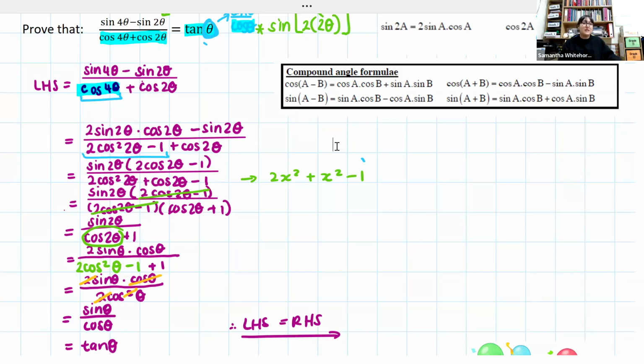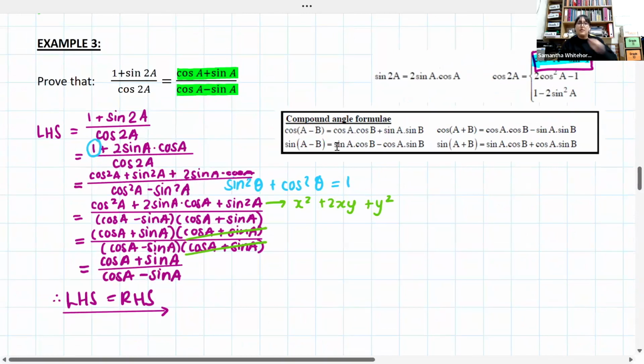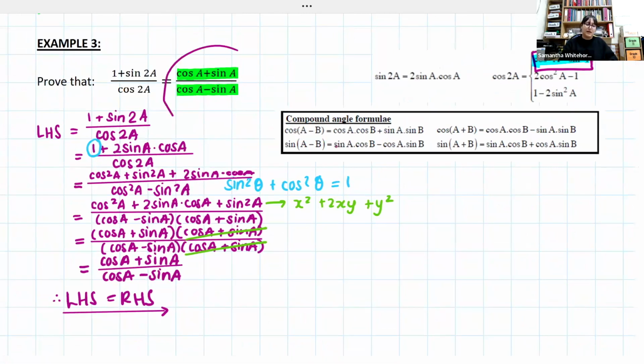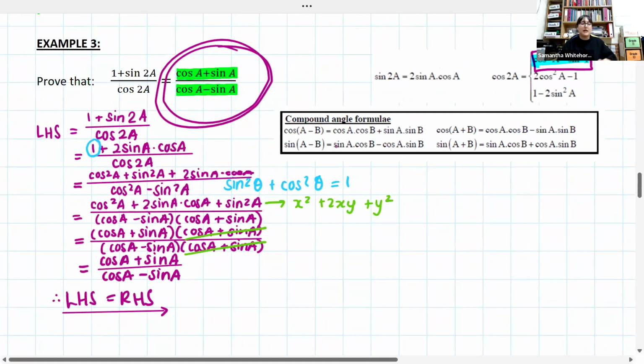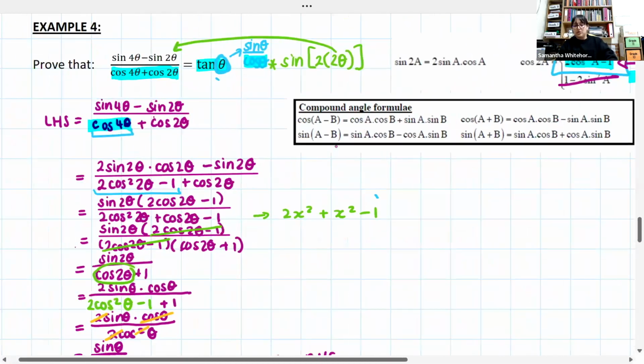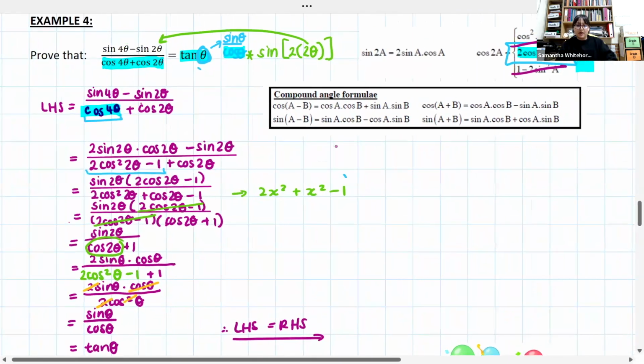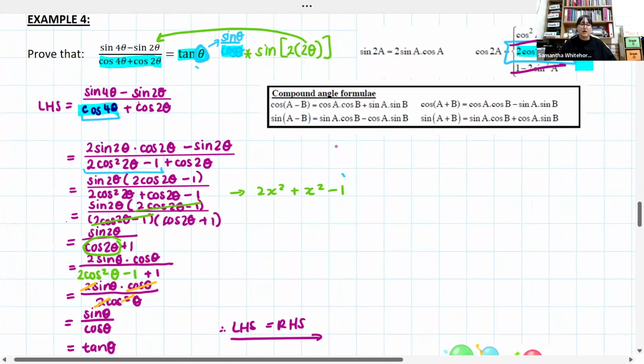Sometimes you're going to do an identity and you're going to get stuck and you're going to have to start again. But the more you practice, the more you start to identify things. Like in example 3, cos A plus sine A, cos A minus sine A comes from a quadratic. I need to have a quadratic. Tan comes from sine over cos. That's what I'm wanting. It comes with practice.